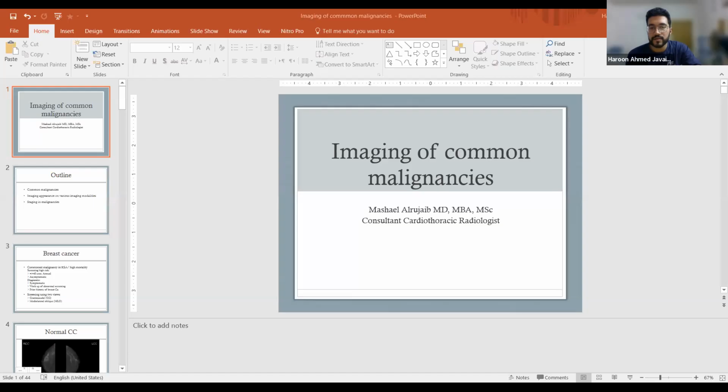The last two lectures that were still remaining. I'm understanding that you just had your review session, so hopefully this should go a lot faster than usual. So there's two lectures. The first one is imaging of common malignancies, and the second one is interventional radiology. So we'll start with this one because the other one builds on this one, okay?